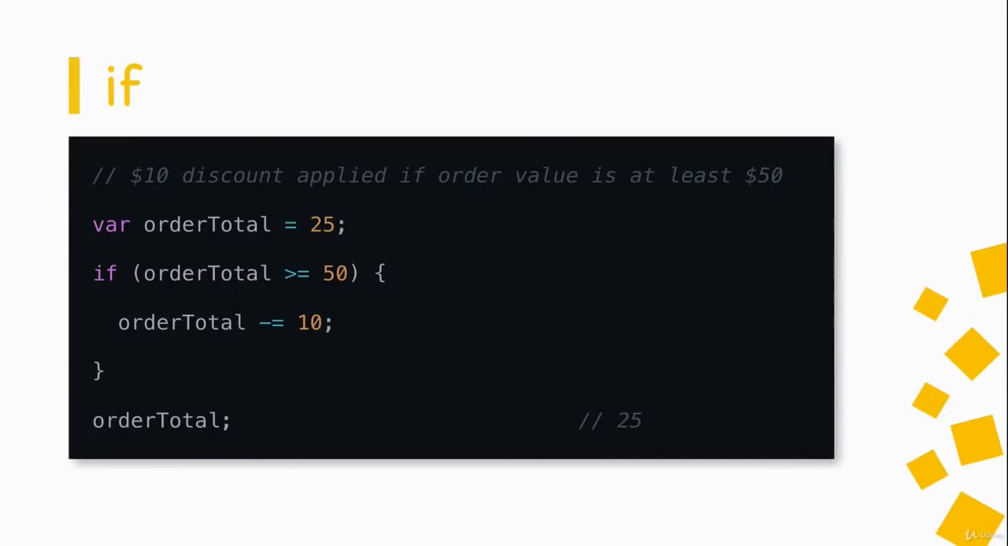So in this case, 25 is not greater than or equal to 50. So the condition inside the if block returned false. And that's why order total minus equals 10 was not executed. That's why the value of the order total variable was untouched. And that's why the order total variable still contains 25. And no $10 discount has been applied. So this code does indeed work. And that's just a simple example of how you can use the if block to add dynamic logic and behavior to your code.